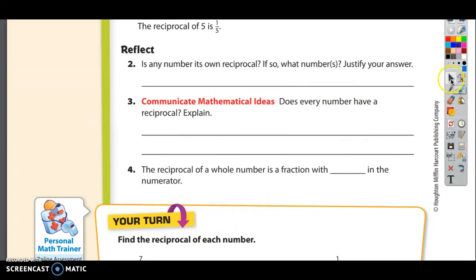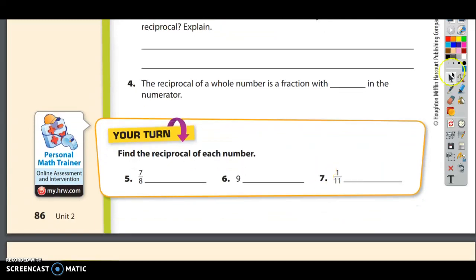All right, let's check out the reciprocals at the bottom of the page. These are probably going to be just about the easiest thing you've done all year. The reciprocal of 7/8 is 8/7. Again, you just switch the numerator and the denominator. The reciprocal of 9 would be, well, 9 is the same as 9 over 1, so its reciprocal would be 1 over 9. And the reciprocal of 1 over 11 would be 11 over 1, and the book actually wants you to not even write 11 over 1. They want you to just write 11 whole, because 11 over 1 is the same as 11. Okay, good job. You're done with page 86.